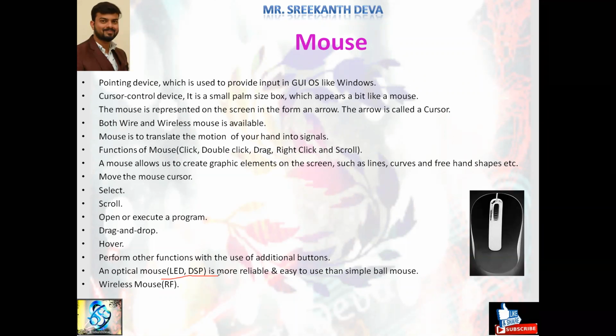What is this optical mouse? An optical mouse is nothing but an advanced computer pointing device. It uses a light emitting diode, LED, an optical sensor, and digital signal processing, DSP, in place of the traditional mouse ball. In the previous or traditional mice, internally there was one mouse ball. But once the optical mouse came, they use LED and DSP. LED is a light emitting diode, an optical sensor. DSP is digital signal processing, in place of the traditional mouse ball. It is more reliable and easy to use than the simple ball mouse.